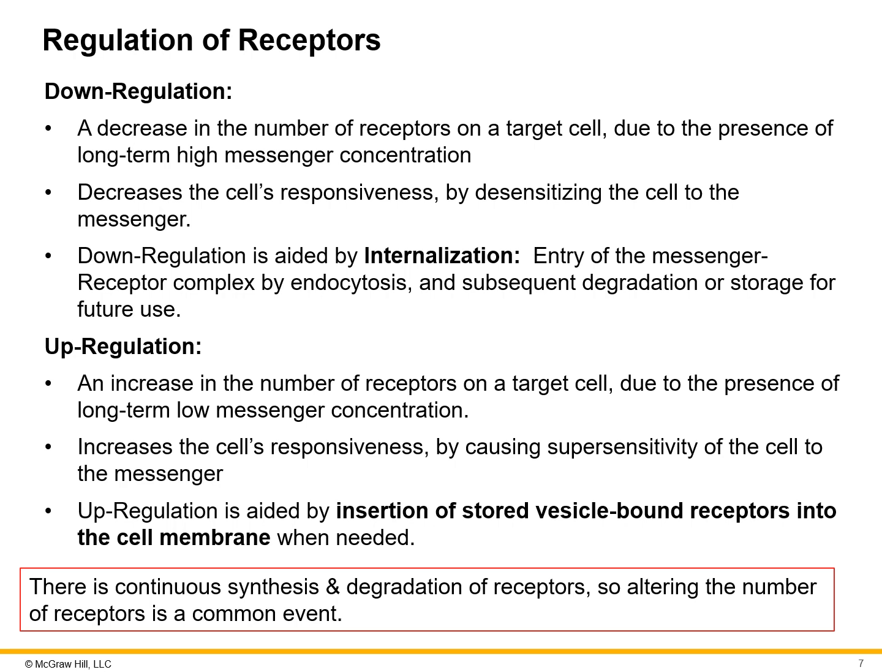There is continuous synthesis and degradation of receptors, so altering the number of receptors is actually a common event. And that should make sense because the receptors are made out of proteins. Proteins can be remade and recycled and reused as needed as they start to break down or are affected by negative environmental conditions like changes in pH, changes in temperature, the presence of pathogens, etc. So there has to be that ability to recycle as a response.